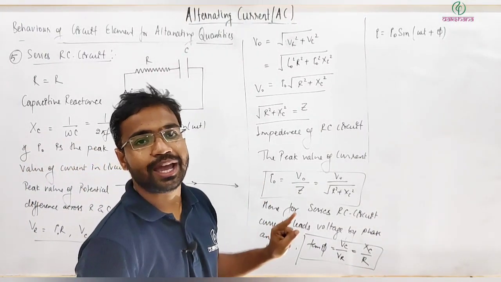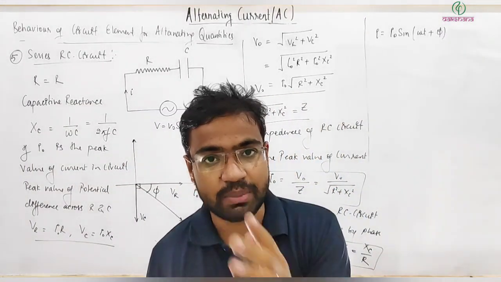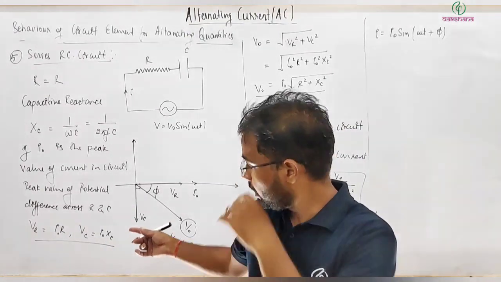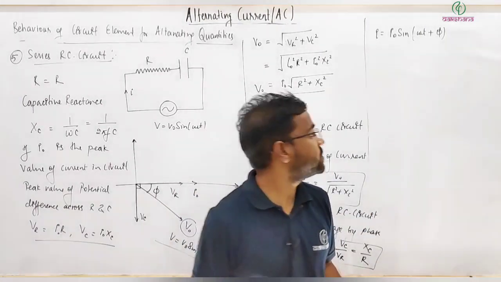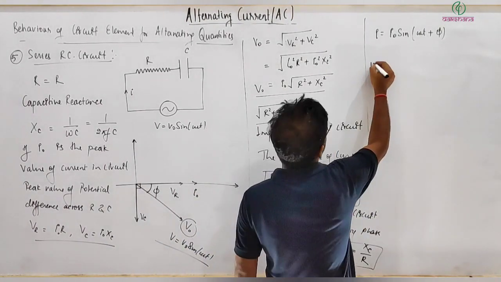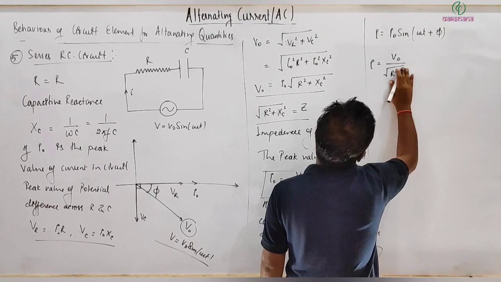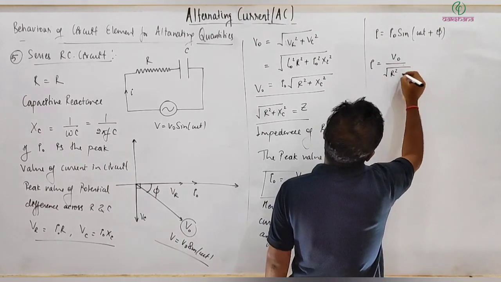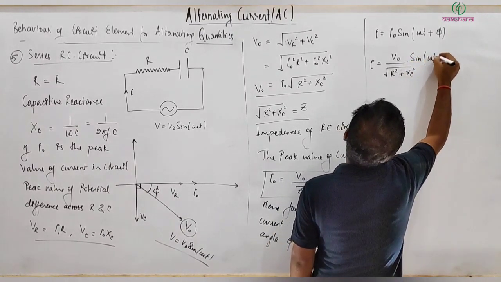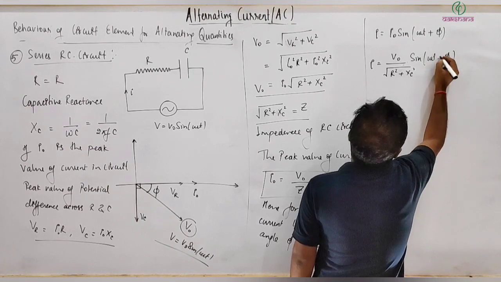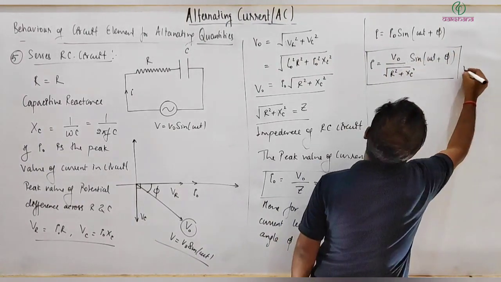So I hope things are straightforward. There should not be any confusion anywhere. You just need to remember things. You need to keep in mind how we draw the phase diagram, which things we should draw along the x-axis, what exactly each term means. That should be clear to everyone. So I can write it more properly. This is I naught is V naught divided by under root R square plus XC square, multiplied by sine of omega t plus phi. And phi is, remember this, so this is the expression of current in this circuit.